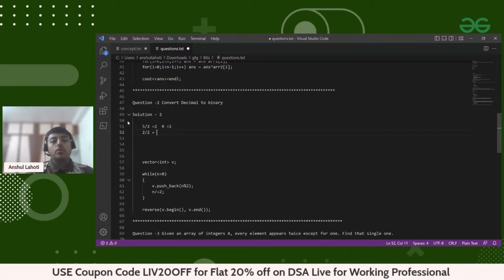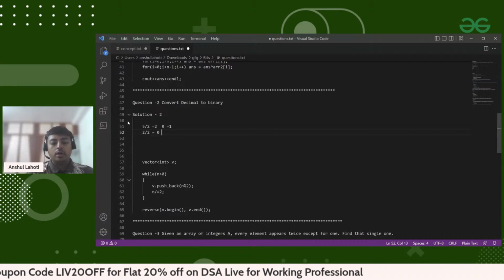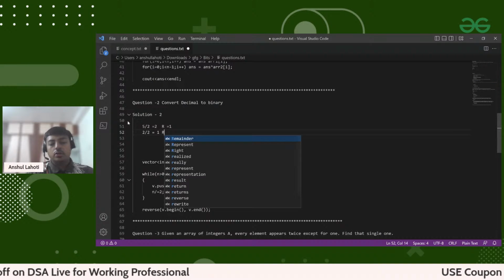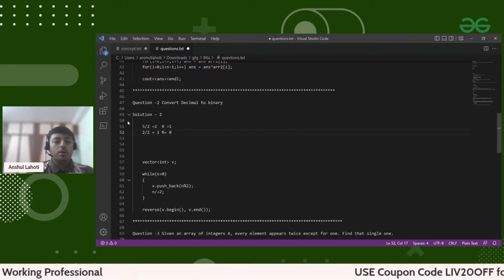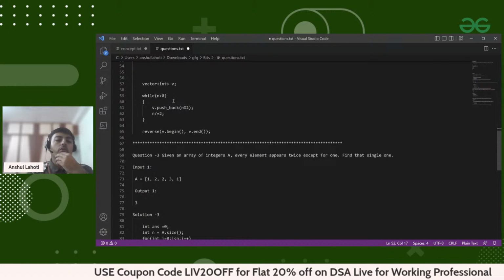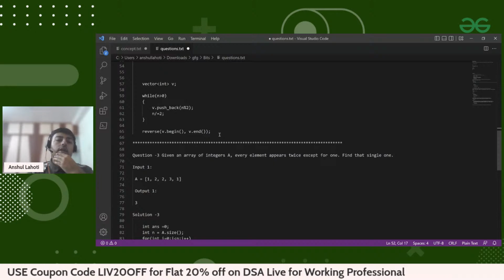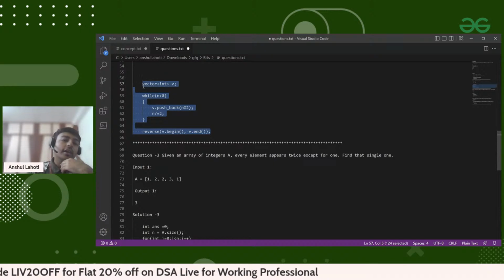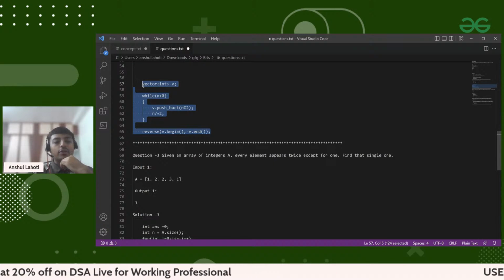2 divided by 2 is 1, and the remainder is 0. So we got our output here: 101. So we can go through this code and see how it is working. I want to give you the code, like how we will write our code while using the bitwise operator.